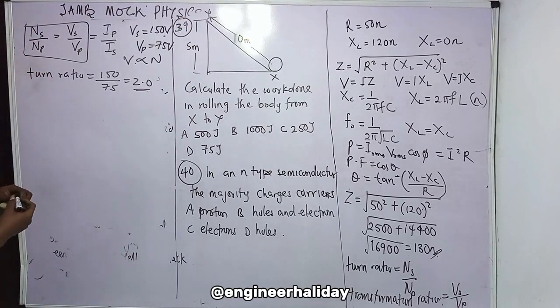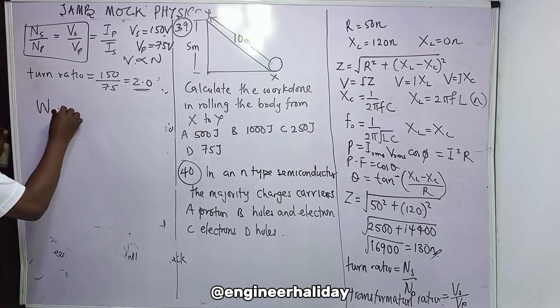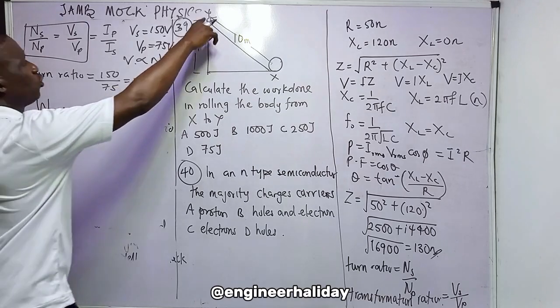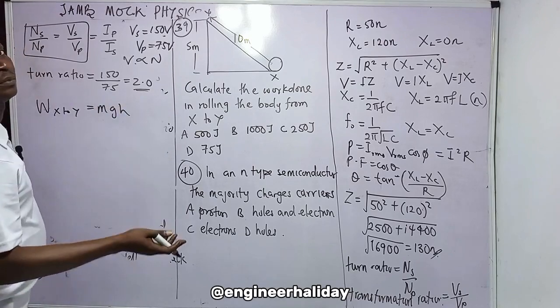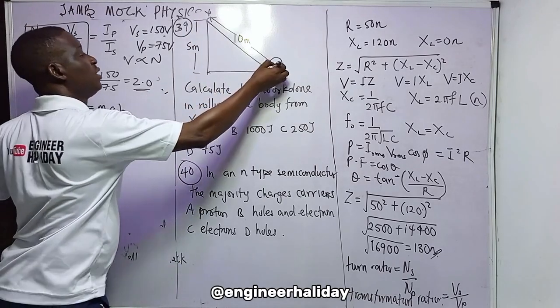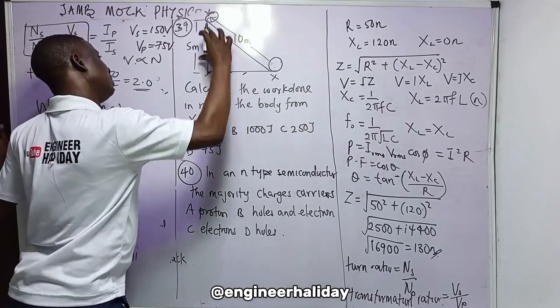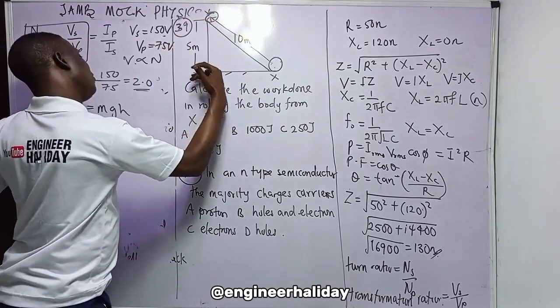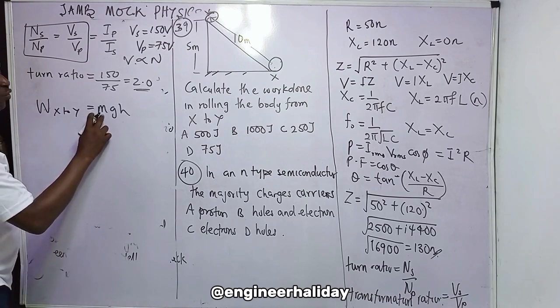Calculate the work done in rolling the body from X to Y. I can use work done to roll the body from X to Y. I can use mgh to solve it. Since it's the ball, when you roll it, it will not find itself here. That means it can move from the ground to a particular height, and to move a body from the ground to a particular height, the potential energy is what is used.